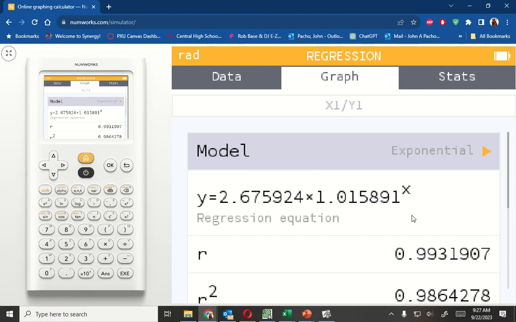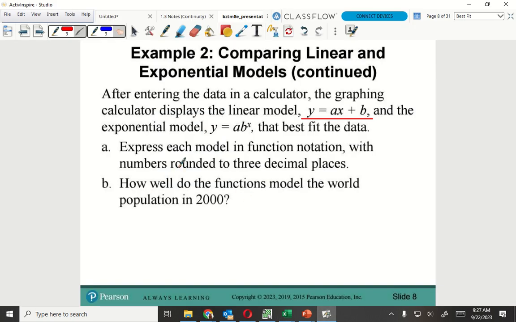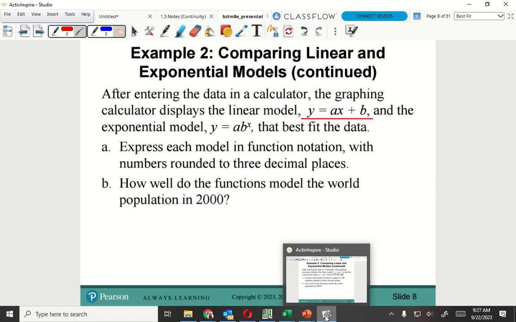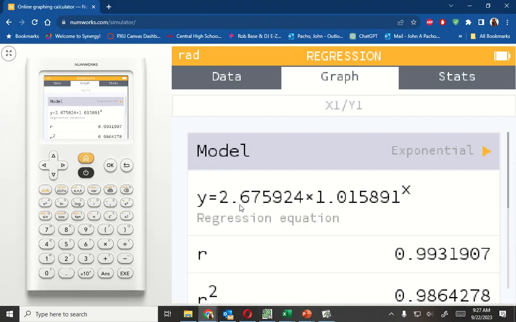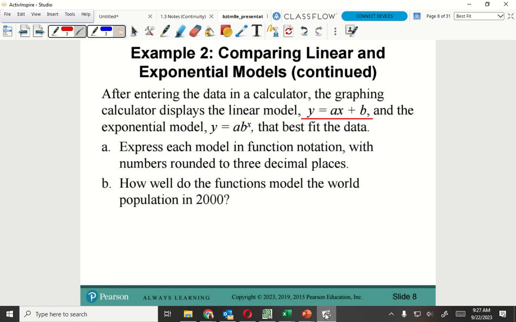So let's take a look. So my exponential model, and it said round to what? 3 decimal places. So it's going to be 2.676 times 1.016 raised to the x. And my R value is 0.993. Good. So let's write that down now.